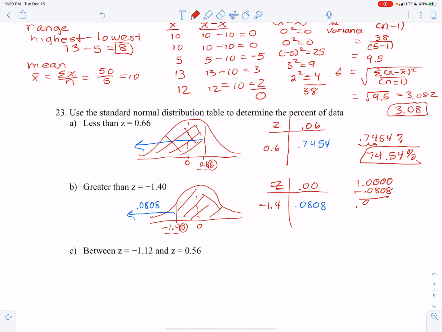You get 0.9192. And the question asked us for the percent of data, so I'll multiply by 100 and tack on a percent sign. So 91.92%.